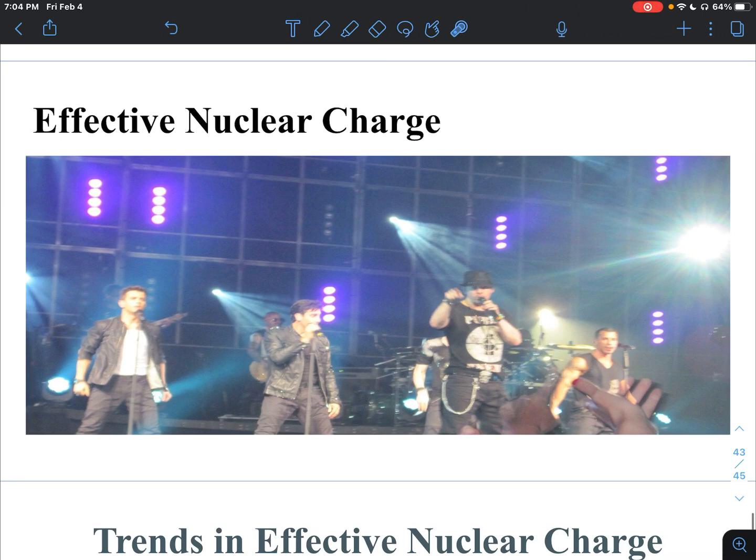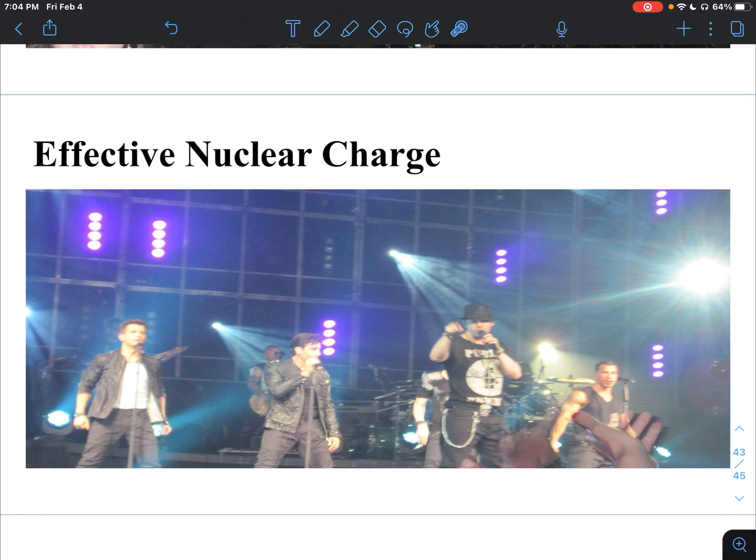So no matter how distant you are, okay? It's nice to think of that concert as your atom. The closer you are, the more attraction there is, and the more people on the stage, the more attraction there is.